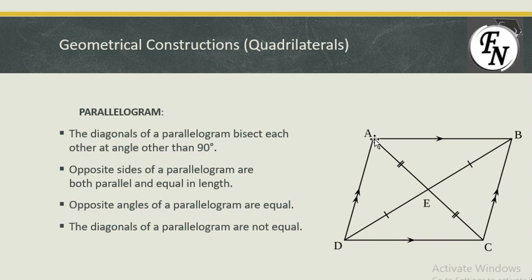The only equal sides are AE and EC, they are equal. BE and ED, they are equal. So that means they are bisecting each other from the middle, but they are not perpendicular bisectors because they are not cutting at 90 degrees, they are just bisectors.